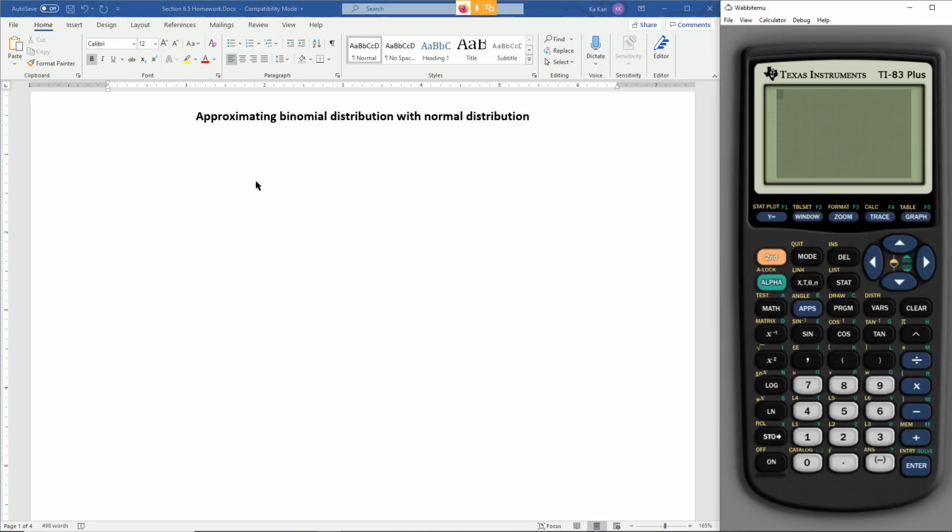This is Math 1127, Introduction to Statistics. This session is about approximating binomial distribution using normal distribution.